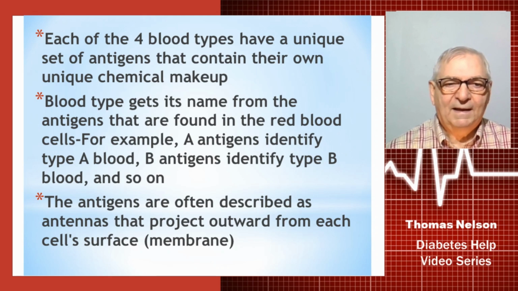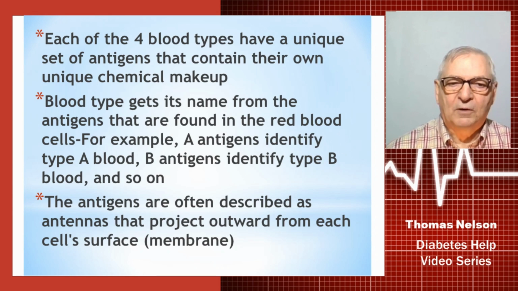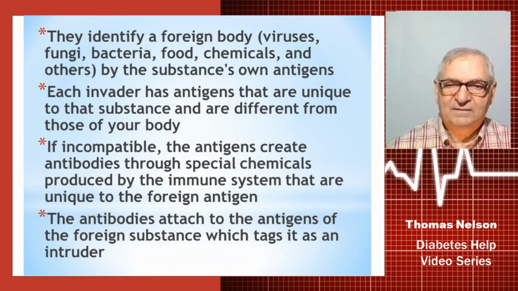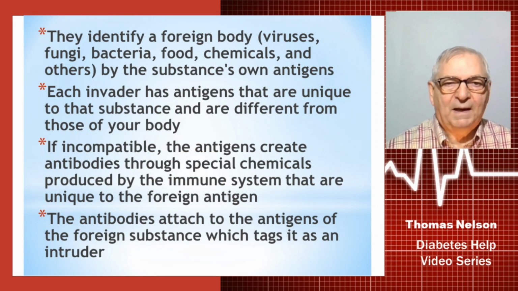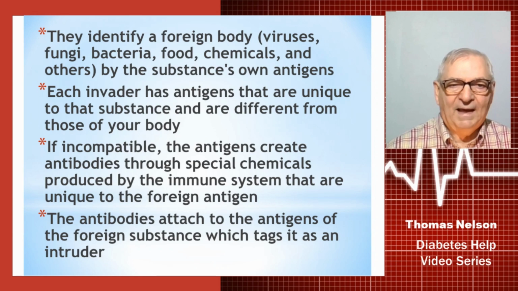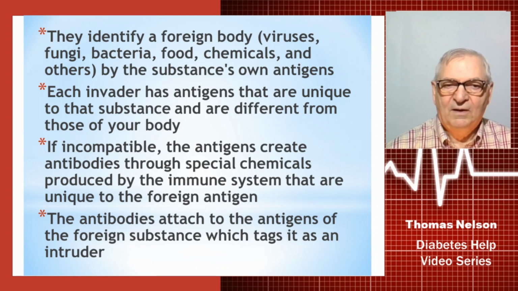The antigens are often described as antennas, as I said earlier, and they project outward from each of the cells, from the surface of the cell, the membrane of the cell, into the bloodstream that is flowing past the cell. They identify a foreign body, like viruses, fungi, bacteria, food that is not compatible, chemicals, and many, many other things. They identify it by the substance's own antigens. Each invader has antigens that are unique to that particular substance, that bacteria, that virus, or whatever, and they are different from those in your body.